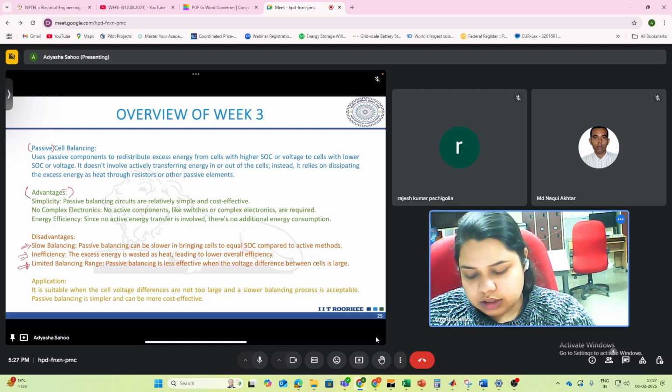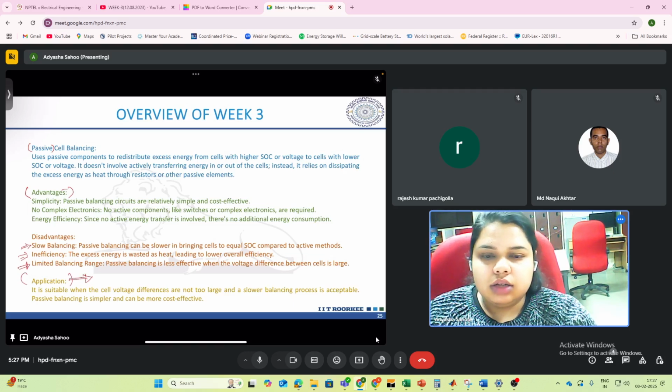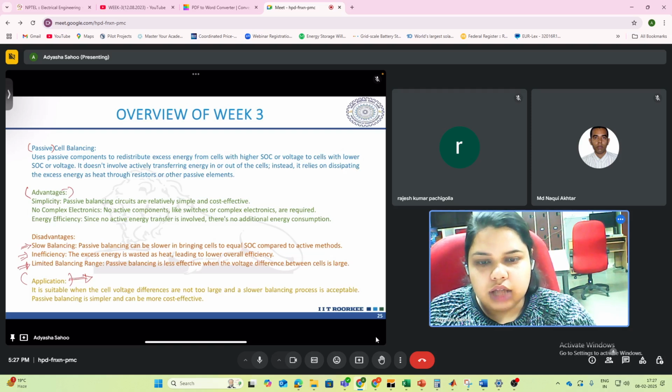As for the application, it is very simple. Whenever the cell SOCs are not varying largely, and when time is not a constraint for you, in those applications you can use passive cell balancing because it is simple and cost effective.